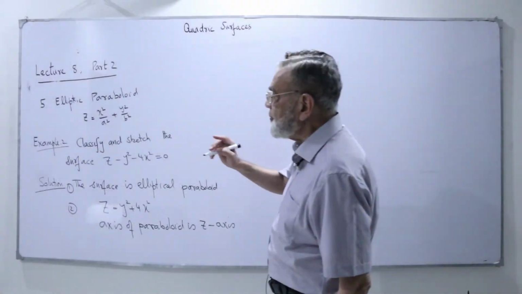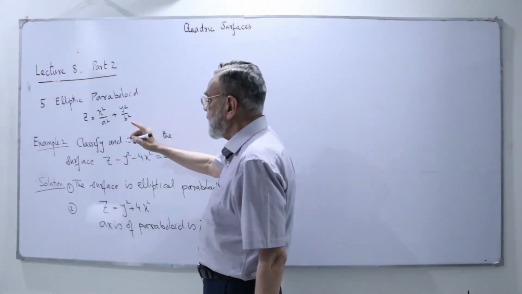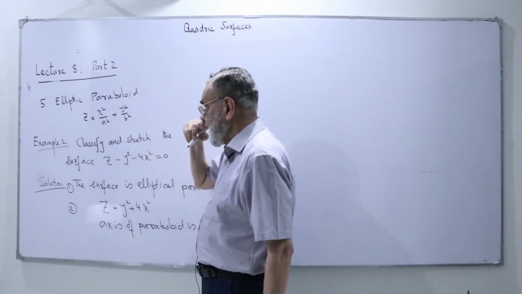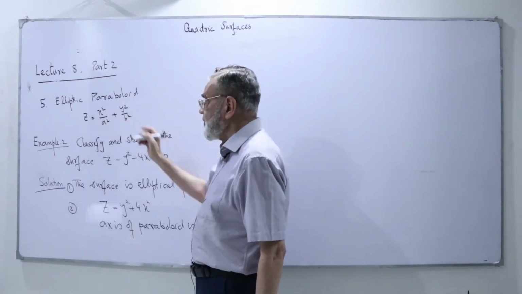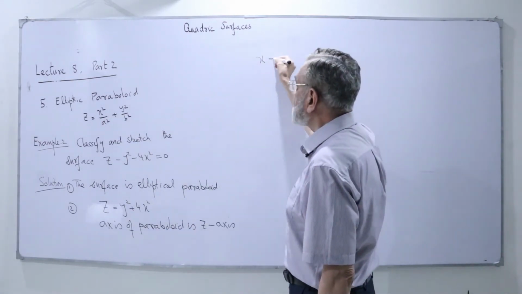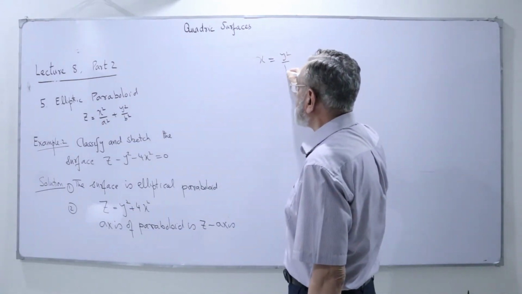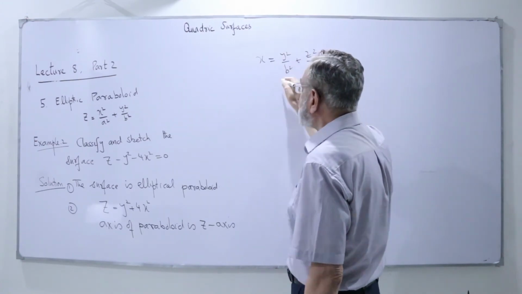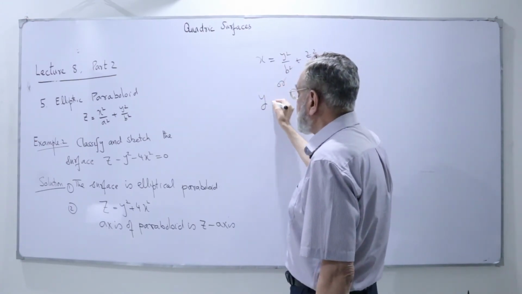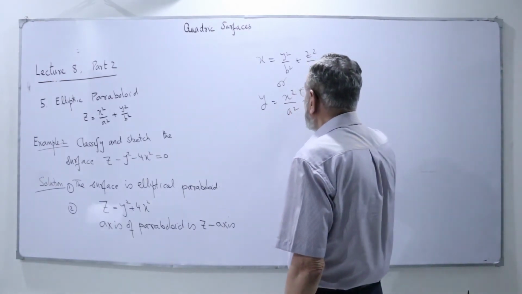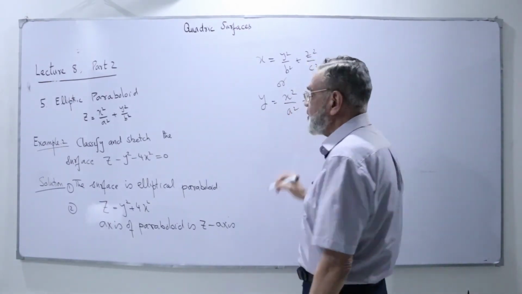We make our next surface, that's the elliptic paraboloid. So this is z square is equal to x square upon a square plus y square upon b square. So we can have this equation as also x is equal to y square upon b square plus z square upon c square. Or we can have y is equal to x square upon a square plus z square upon c square. We can have any one of them.